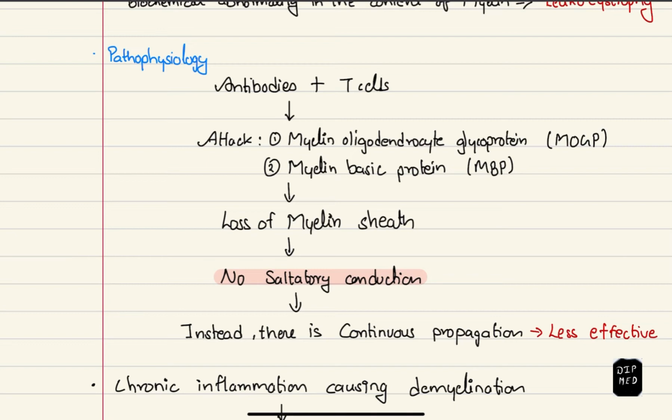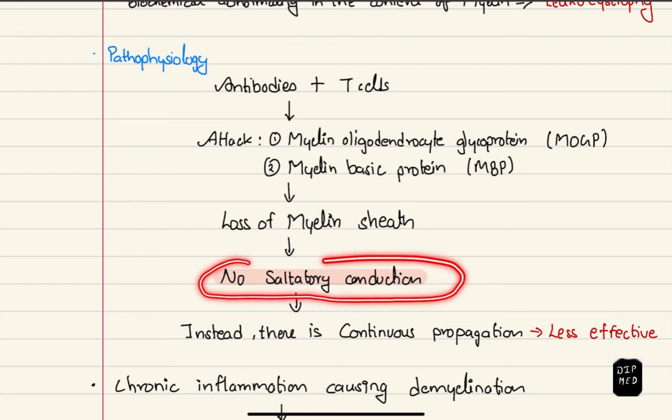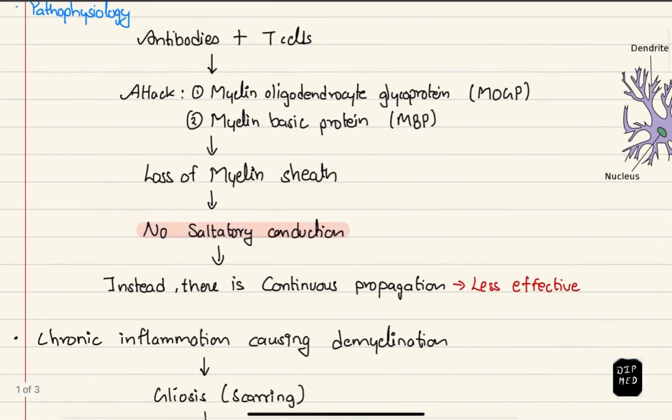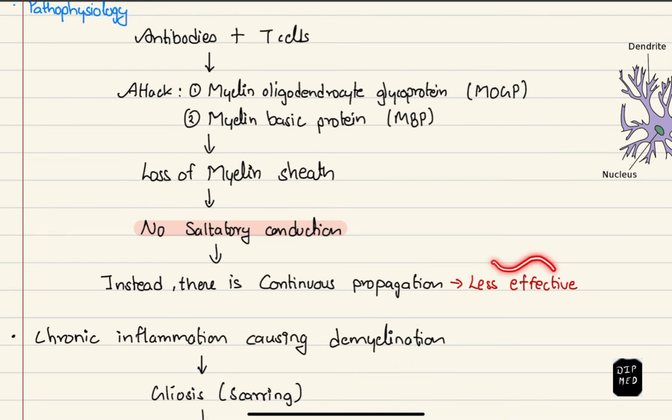So coming to the pathophysiology section, as I said before, multiple sclerosis is an autoimmune disease, so there has to be a role of the immune system. That's where the antibodies and the T cells come into play. Together, they attack the myelin antigens, specifically myelin oligodendrocyte glycoprotein, MOGP, and myelin basic protein, MBP. This leads to loss of myelin sheath. Hence, there will be no saltatory conduction. Instead, there will be continuous propagation of the impulse, which is far less effective.